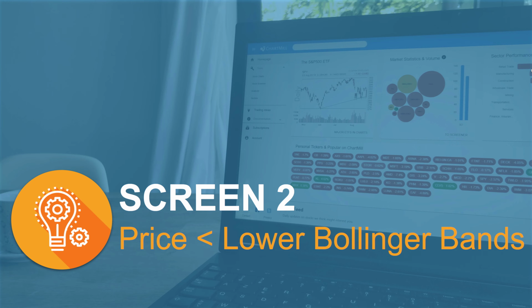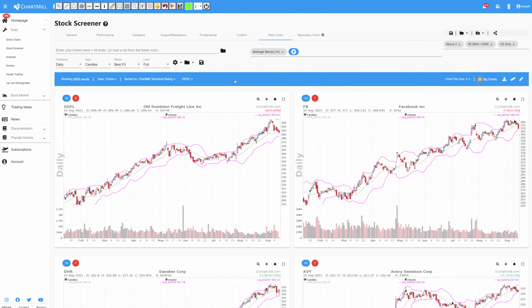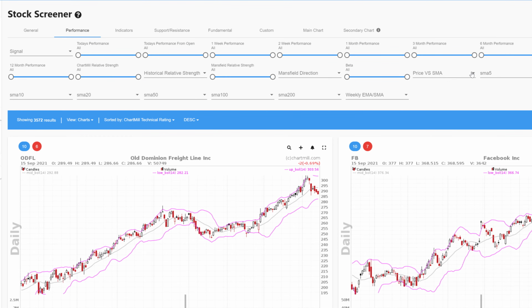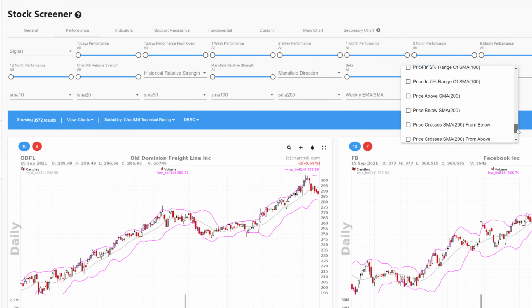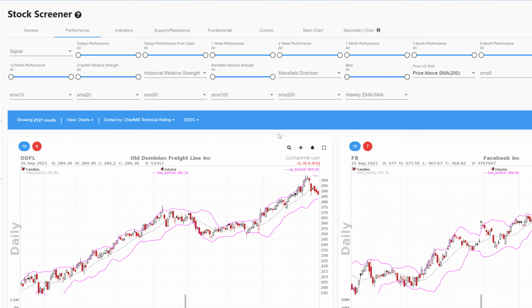This screen uses the Bollinger Bands indicator, more specifically the lower Bollinger Band. And to define the relationship between price and the lower Bollinger Band, I'm going to use two custom filters. First, select the Performance tab and use the tab Price versus SMA. Choose the option Price above SMA 200. This ensures that the long-term trend is positive.